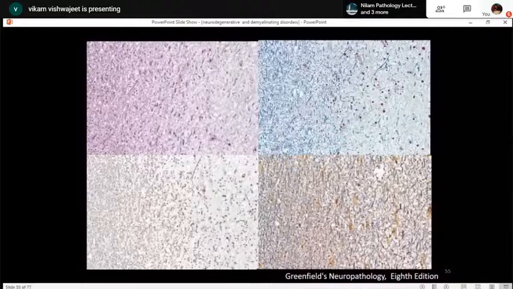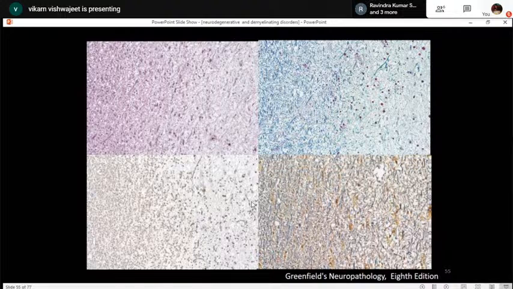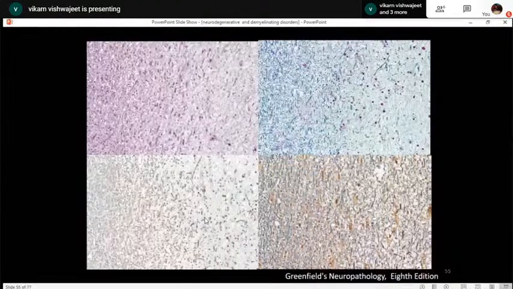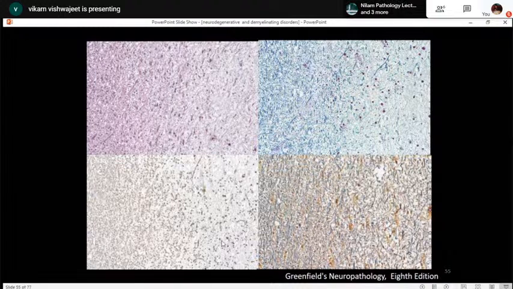So in this, there is relative preservation of the axons as you can see here, while this is immunohistochemistry against the myelin proteolipid protein, and here you can see the loss of myelin in the right half of this microphotograph.